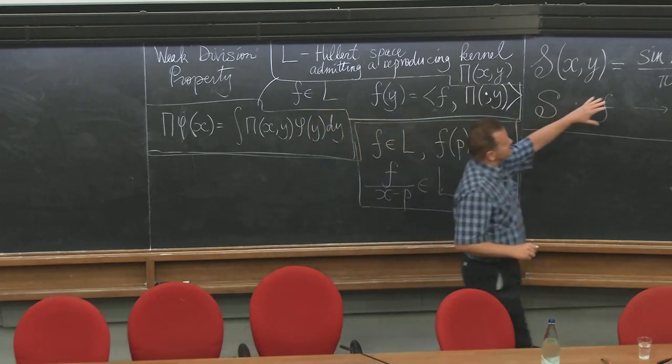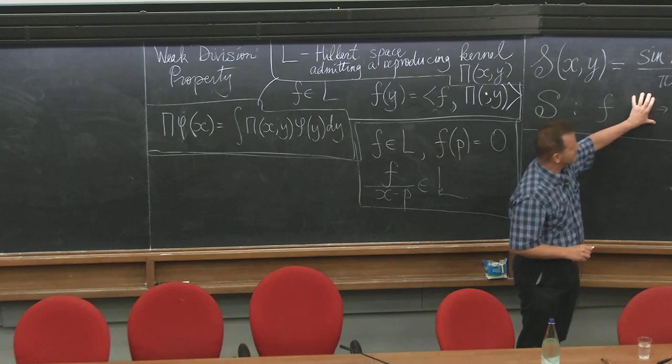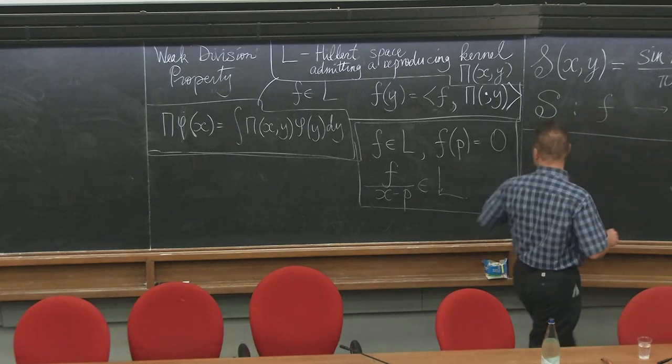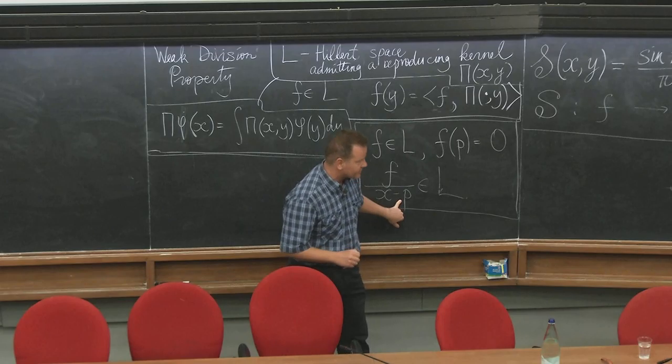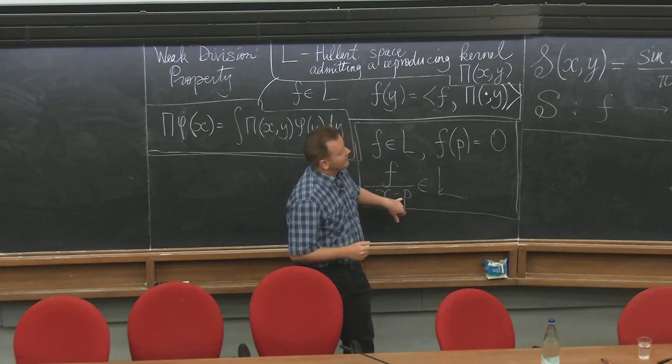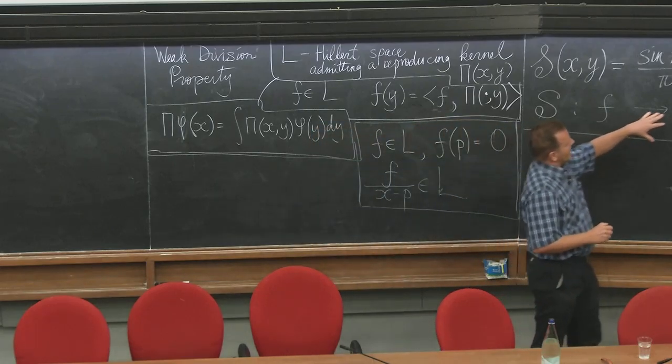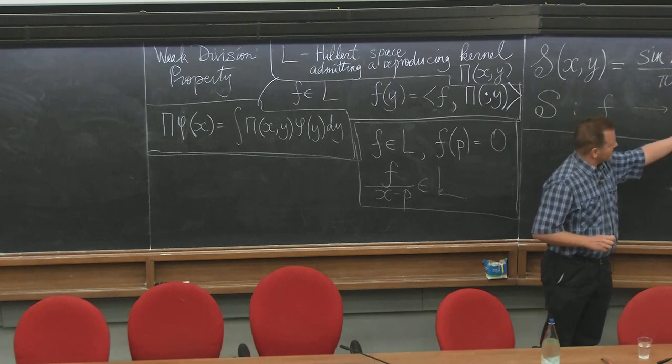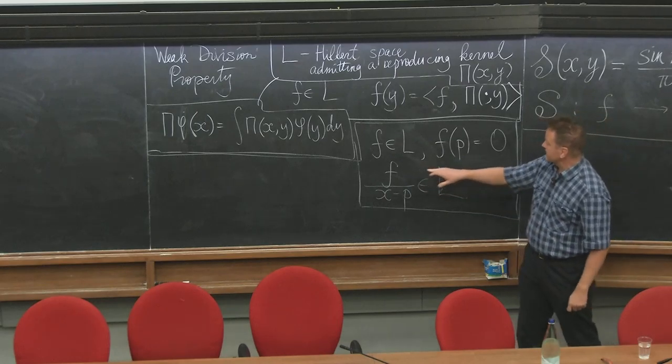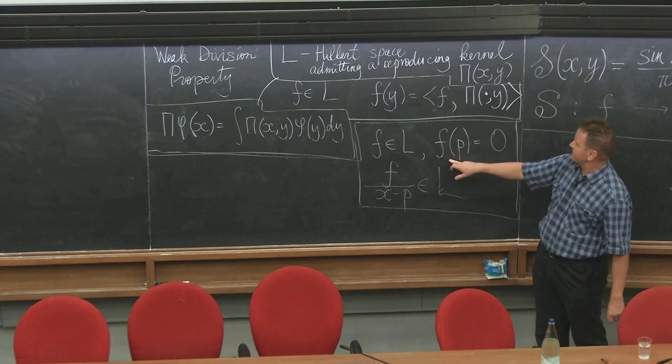It is not very difficult to check the weak division property, for example, for the sine kernel. Let me check it for p equals zero, the general case is the same. Let's go to the Fourier side. What does it mean? f of zero equals zero.